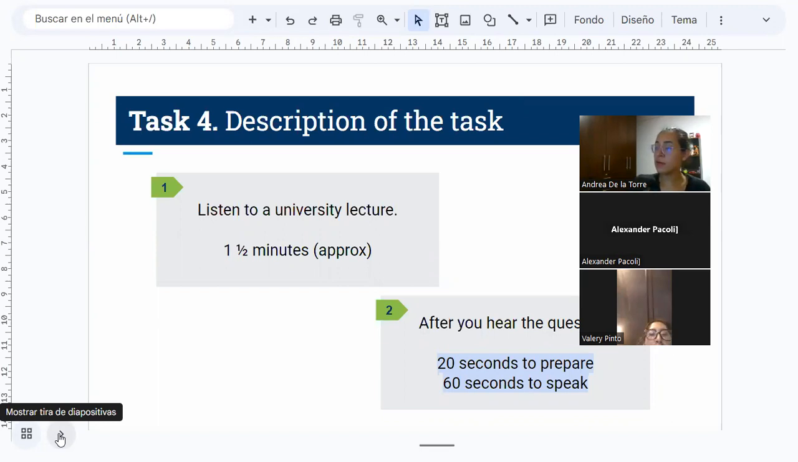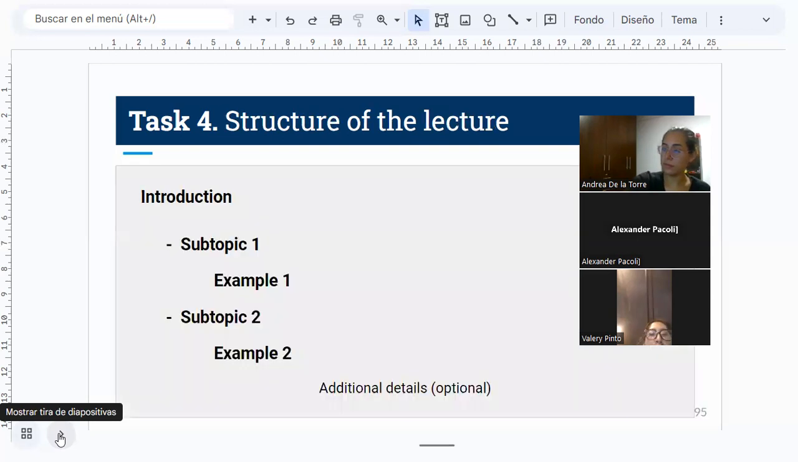In task number 3, you have to both read and then hear the audio. But in this one, you will just be listening to the lecture. So you just listen to the lecture, you get the question, you get 20 seconds to prepare and 1 minute to speak. So is that okay? Do you guys have any questions in terms of the format of the task? No questions?